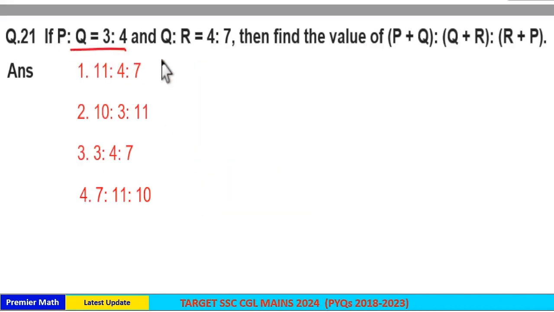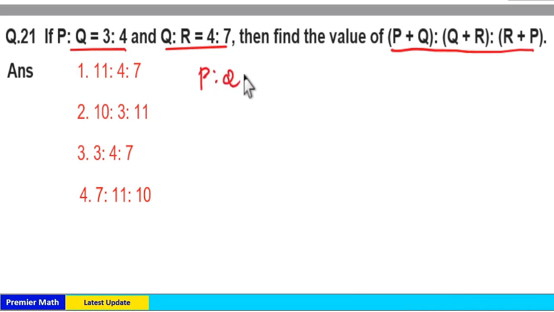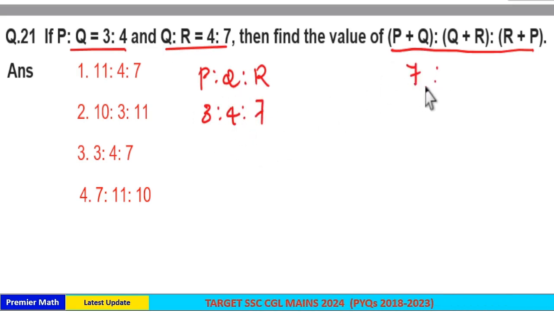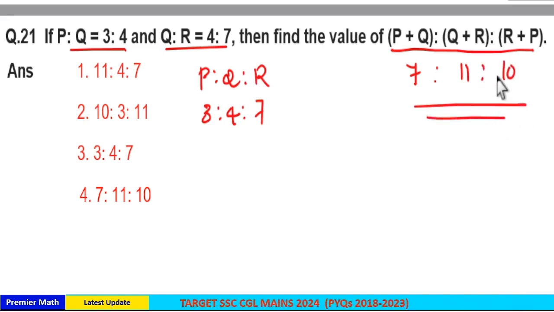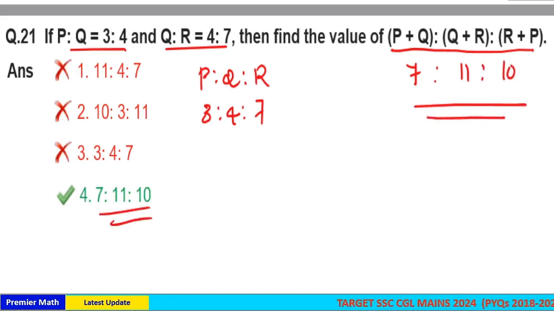If P:Q is 3:4 and Q:R is 4:7, then find the value of P plus Q is to Q plus R is to R plus P. Take the ratio of P, Q and R. P:Q is 3:4 and Q:R is 4:7, which means P plus Q is 3 plus 4, 7 parts. Q plus R is 4 plus 7, 11 parts, and R plus P is 3 plus 7, 10 parts. So 7:11:10, option 4 is your answer.